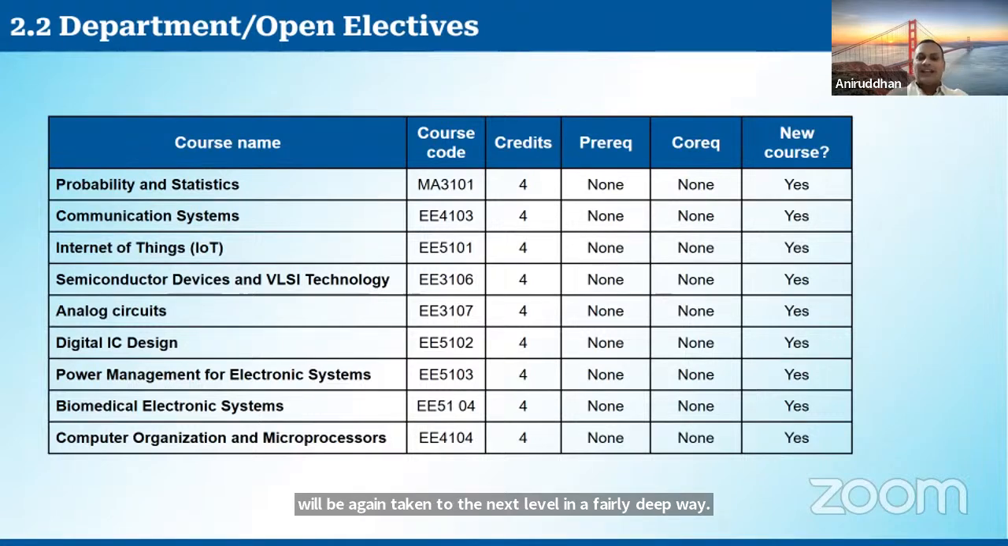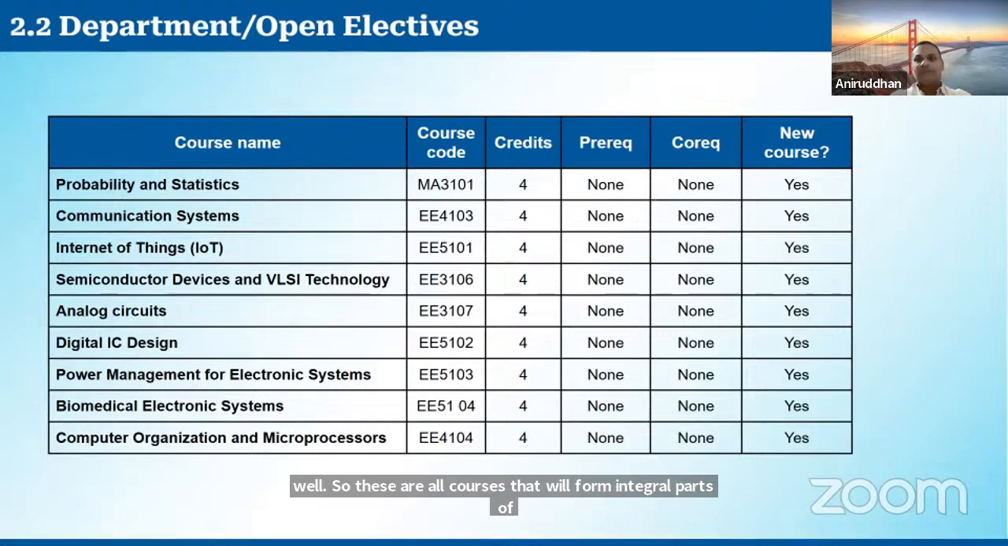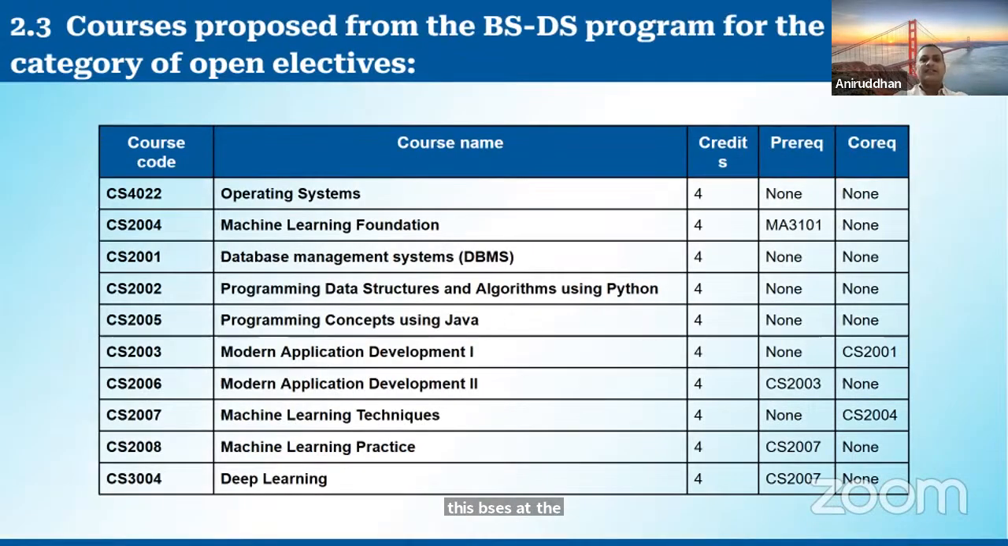We will have a biomedical electronic systems and a computer organization and microprocessors course as well. So these are all courses that will form integral parts of this BSES at the degree level. Next slide, please.